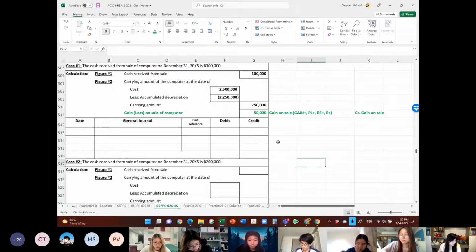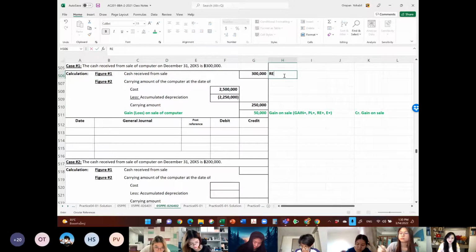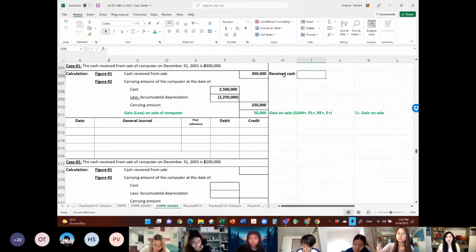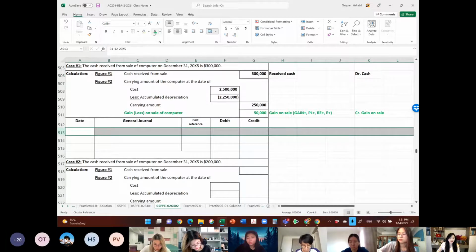So now let me record the entry for you. Everyone, let me guide you through. For this cash, right? You receive money, right? You receive cash. So if you receive cash, should it be debit to cash or credit to cash? Debit to cash, right? Okay, so this is debit to cash, so it's here.